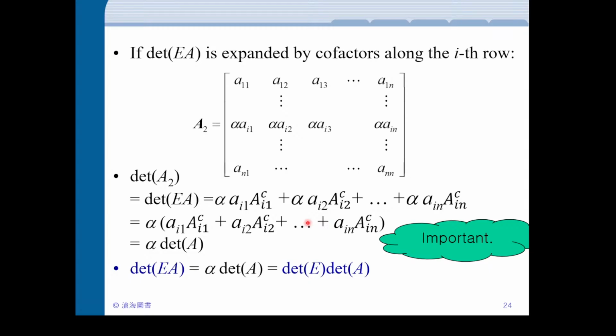Now the determinant of E times A. We can just write down what E times A is, and you see the ith row multiplied by alpha. If we expand on the ith row, you see that every term is just multiplied by an extra alpha, and so in the end you just get alpha times the determinant of A. And once again you see the determinant of EA equals the determinant of E times the determinant of A.